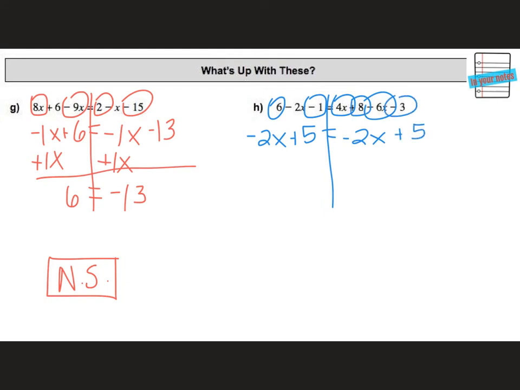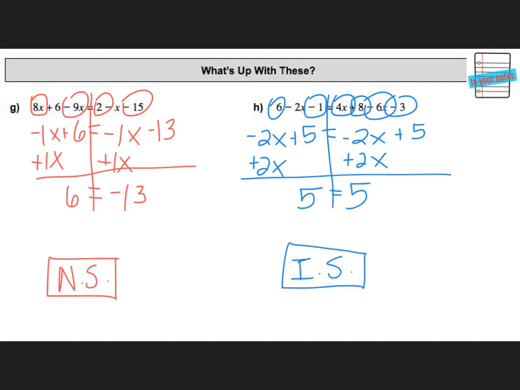So again, now that we've simplified a little bit, let's move our smaller variable. We'll see our variables are the same. So to get rid of negative 2x, we'll add 2x. And we'll see here we're left with 5 equals 5, which is a true statement, always. So in this case, we have an infinite number of solutions. We could pick any value for x, and whatever we plug in is going to work in this case.